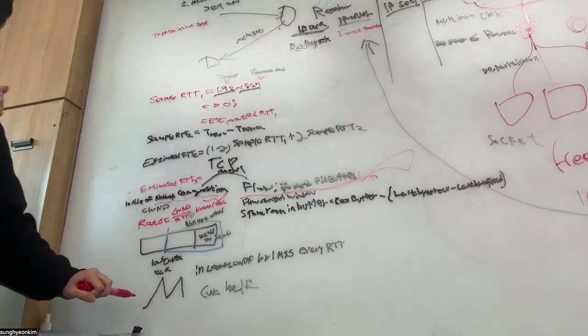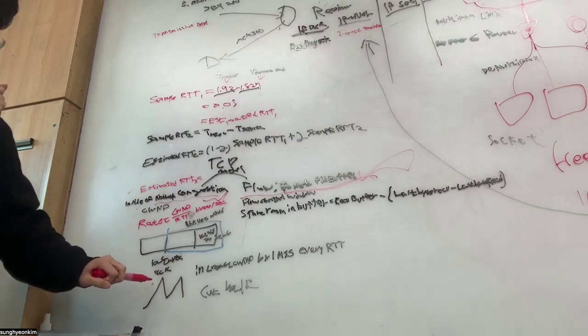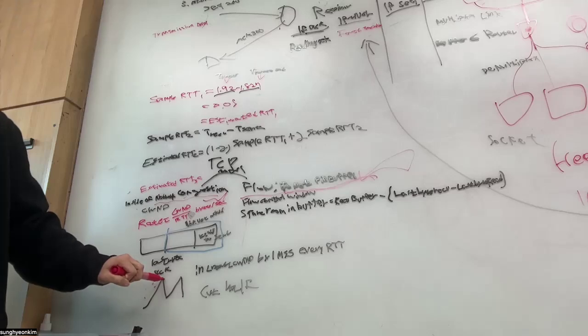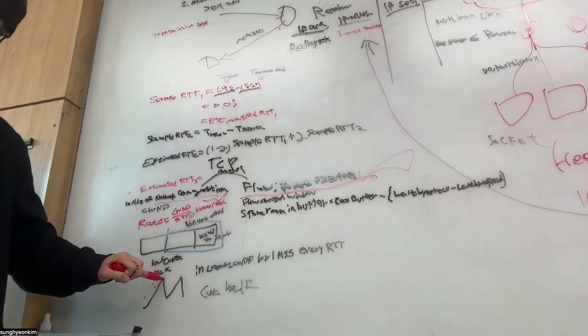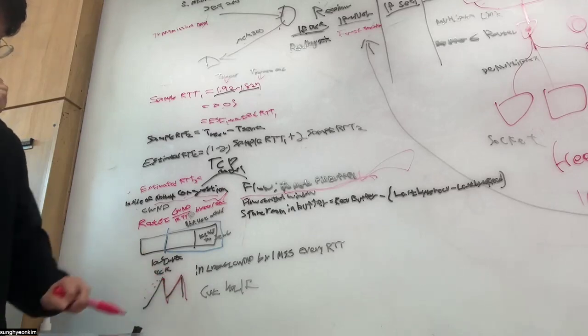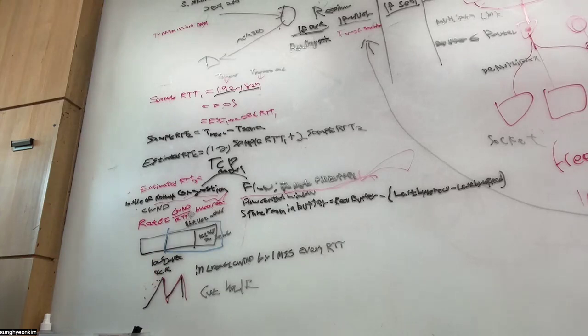And how they work is, if it goes successfully, then they increase by 1 MSS every RTT. But if they meet some error such as receiving 3 same acknowledgements, then they drop things to half, and they increase again, and they drop to half again. This is how basically the congestion control works.